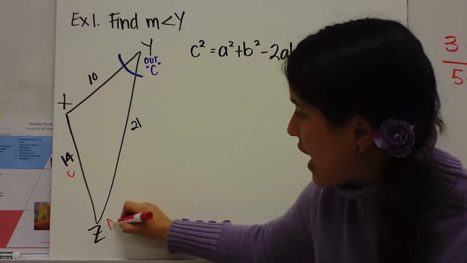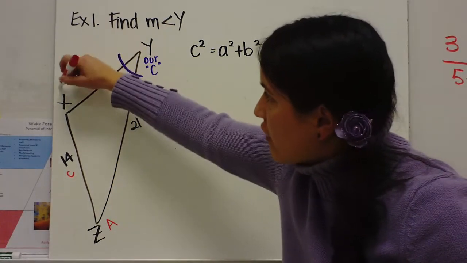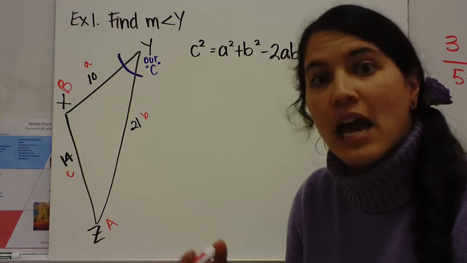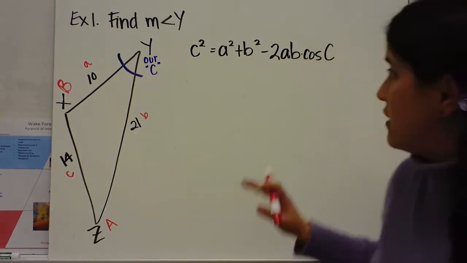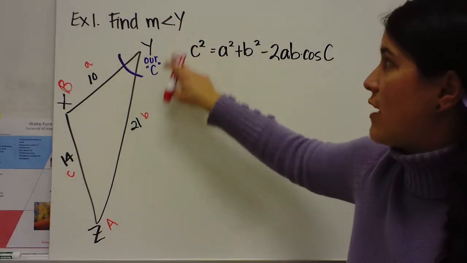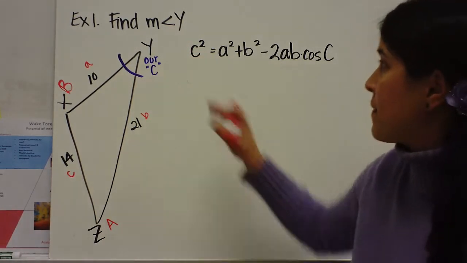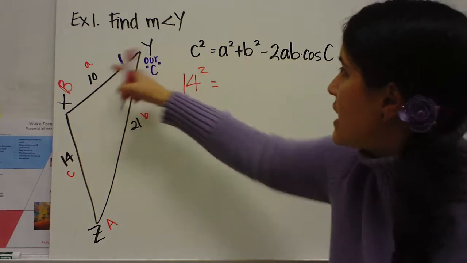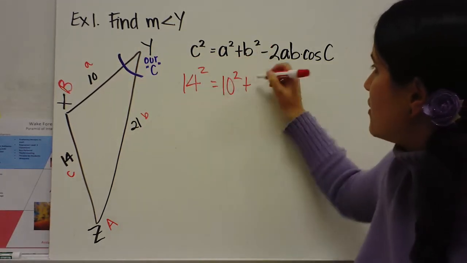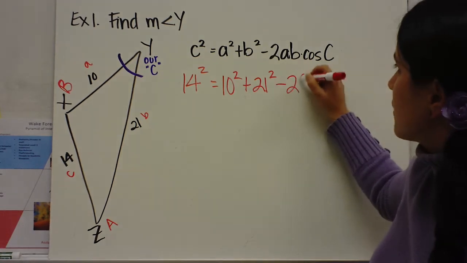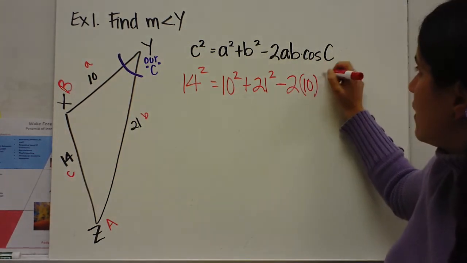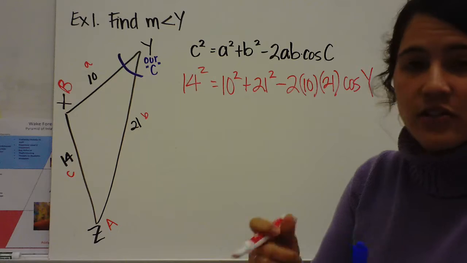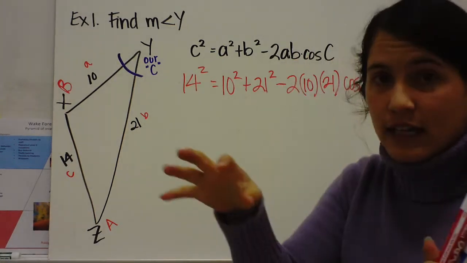So let's call this A, and this would be little a. And then let's call this B, and this would be little b. You can always relabel your triangles using A, B, and C to help you figure out where you put it into your law of cosines. We're trying to find Y. That's what we're trying to find. So that's going to be our C. C squared is 14 squared, A is 10, and B is 21. A again is 10, and B is 21, cosine of Y. So the only thing I've done is I've just plugged in values.